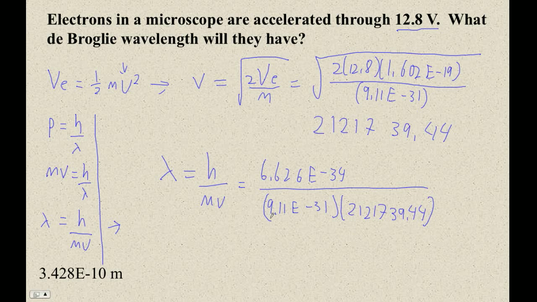6.626 e minus 34, okay, divided by 9.11 e minus 31 divided by alpha a. Whoops, I just did something weird. Okay, let's go second entry. Okay. Apparently I'm bad at this. Okay, 6.626 e minus 34. Okay, divided by 9.11 e minus 31 divided by alpha a.